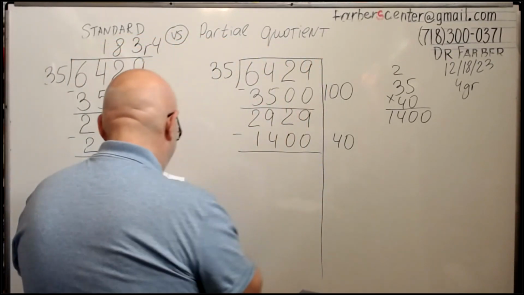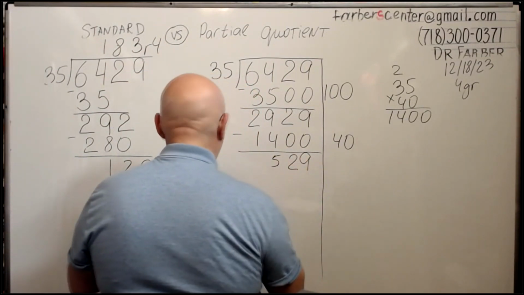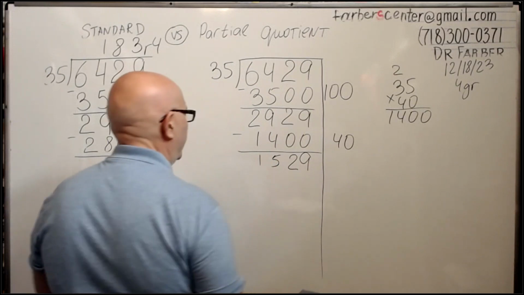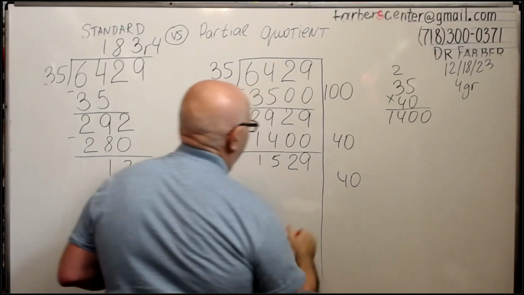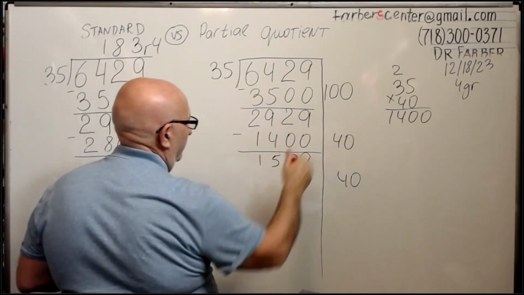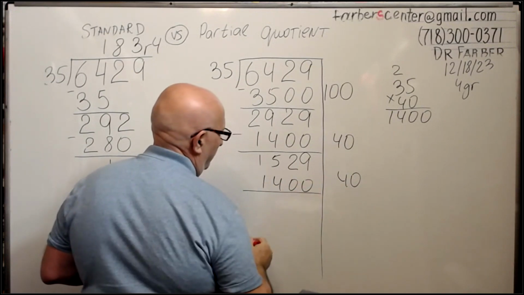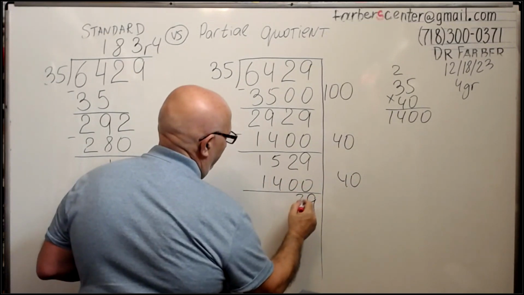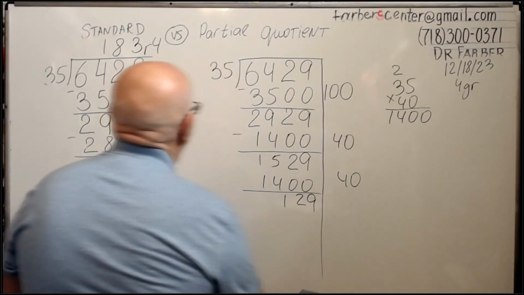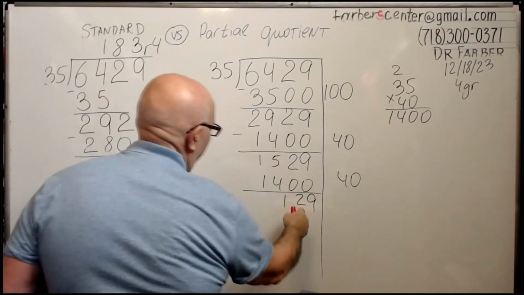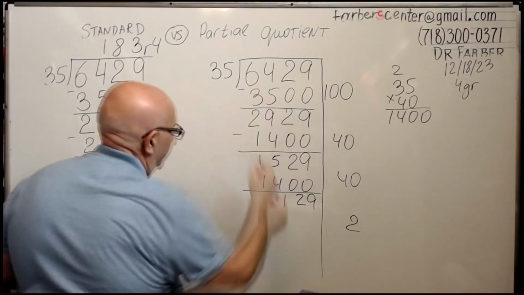Let me subtract this. This is 9, this is 2, this is 5, and this is 1. Oh, this number is again close to this. Let me write 40 again. Because if I use 40 times 35, I already did it. I will get 1,400. Beautiful. So 9 to 1, 129. How many times does 35 go into 129? 2 times, because 2 times 35 is 70.